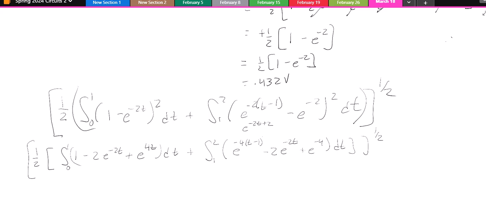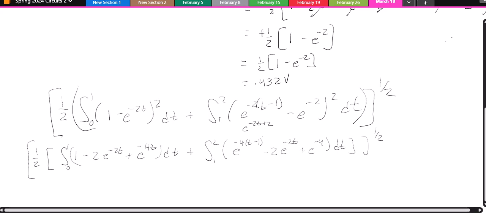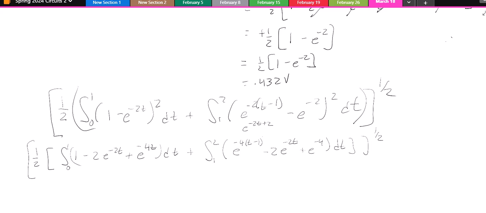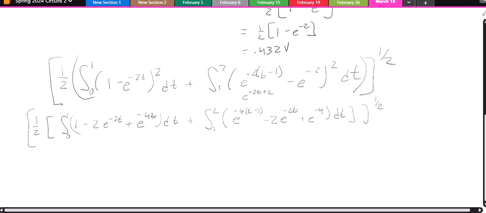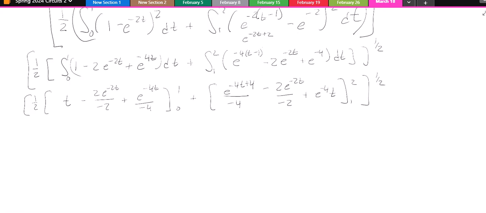Alright, so I squared 1 minus e to the minus 2t. Just remember, when you multiply, you add exponents. So e to the minus 2t times e to the minus 2t is e to the minus 4t. And you can check and see if you get the same thing I get. Now I will integrate. When I integrate, I do the same thing that I did on the problem before, and I get these values, and now I will plug in.